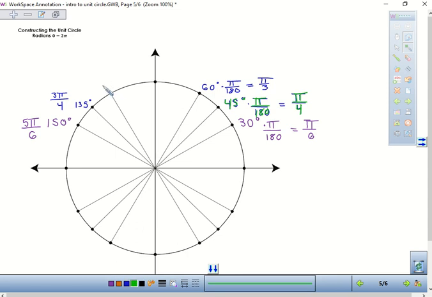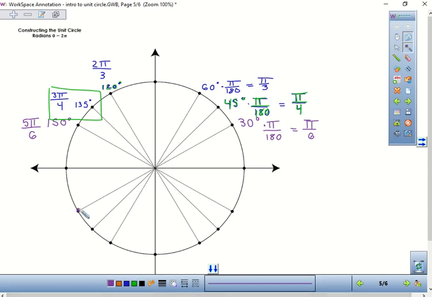Now for this one, this is 120. I keep mixing up my colors. I'm sorry. What would 120 be? 2 pi over 3. Yeah, 2 pi over 3. You're right. Sorry. 2 pi over 3. It's supposed to be green. Gets confusing after a while.